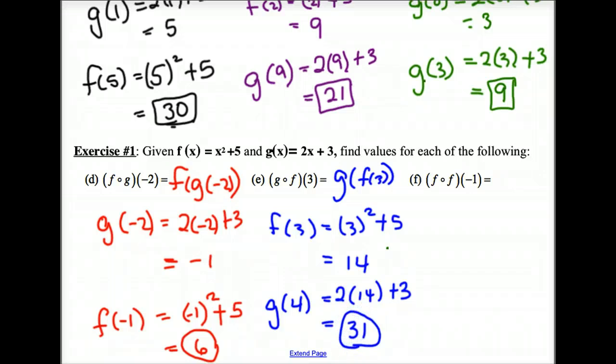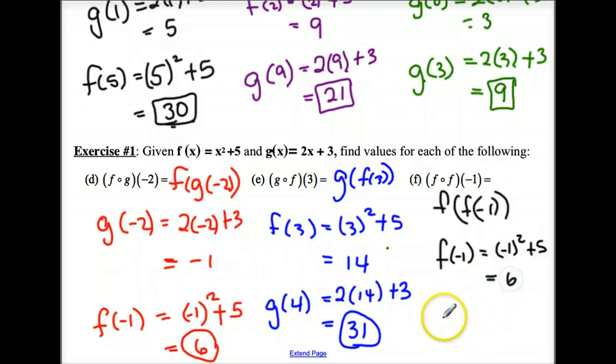Okay, and then we have the last one. Remember, rewrite it: f of f of negative 1. First thing, f of negative 1. This means I'm using my f function. Negative 1 squared plus 5. This is 6. It's being replaced, and I'm using my f function again.